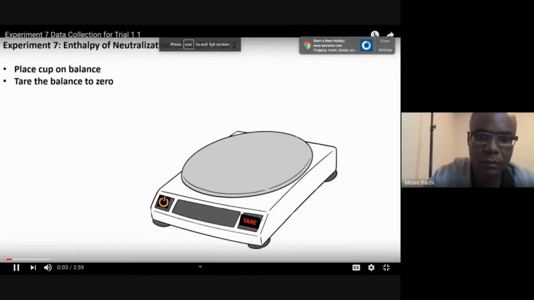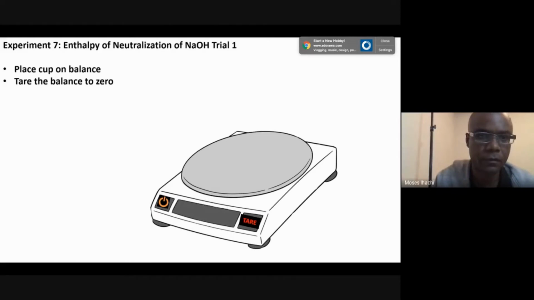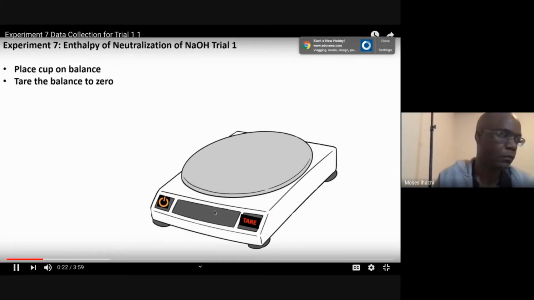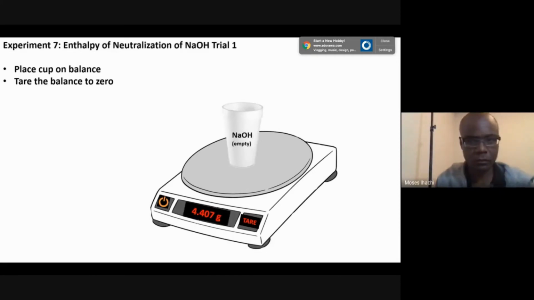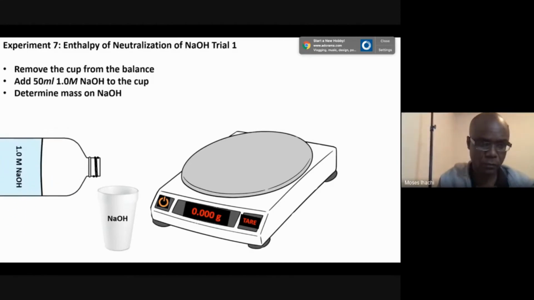During today's lab, you would have been determining the enthalpy of neutralization of sodium hydroxide with hydrochloric acid and the enthalpy of neutralization of sodium hydroxide with acetic acid. This is going to be done through a process called calorimetry. The first step is to determine the mass of each of the solutions that will be mixed. We begin by placing an empty cup on our balance, and the cup weighs about 4.4 grams. We're going to tare the balance so that it reads 0, so that we can easily determine the mass of the sodium hydroxide solution. Take the cup off the balance and add sodium hydroxide to the cup.